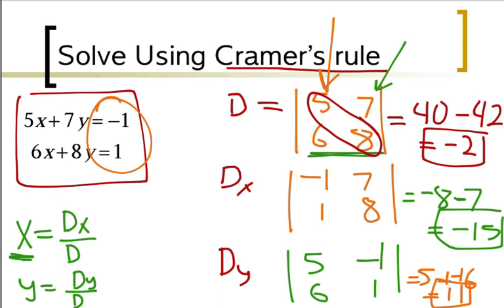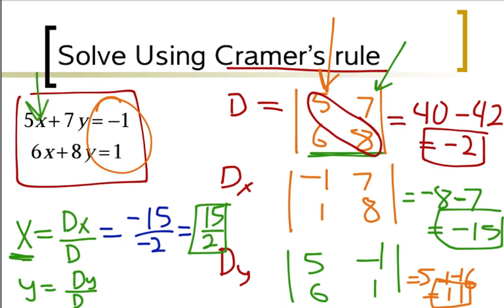Okay? So now I have all of these numbers. I take them over here to the left and plug them in. Dx is negative 15. I divide it by negative 2, and that gives me the actual value for x, which is just 15 halves. I should just change it positive. So 15 halves, or 15 over 2, is the answer that would make this true here for x.